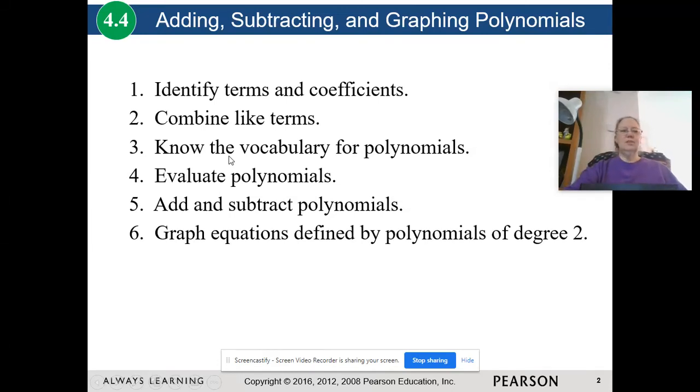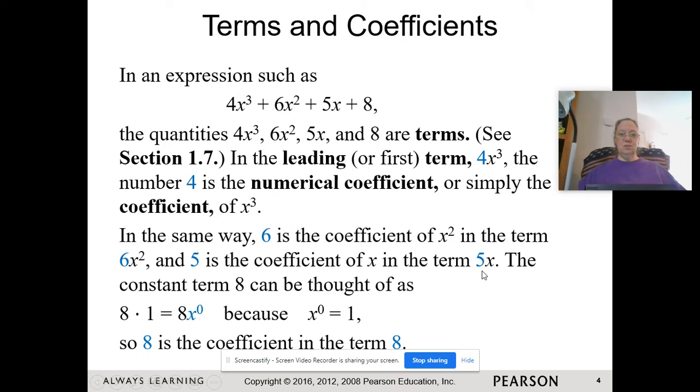This is section 4.4, and we are going to start working with polynomials. Okay, so just some definitions, some terminology to make sure that you understand what it is I'm saying when I use these terms. I guess I should say words instead of terms. A term in math means something that is separated from other terms by a plus or a minus.